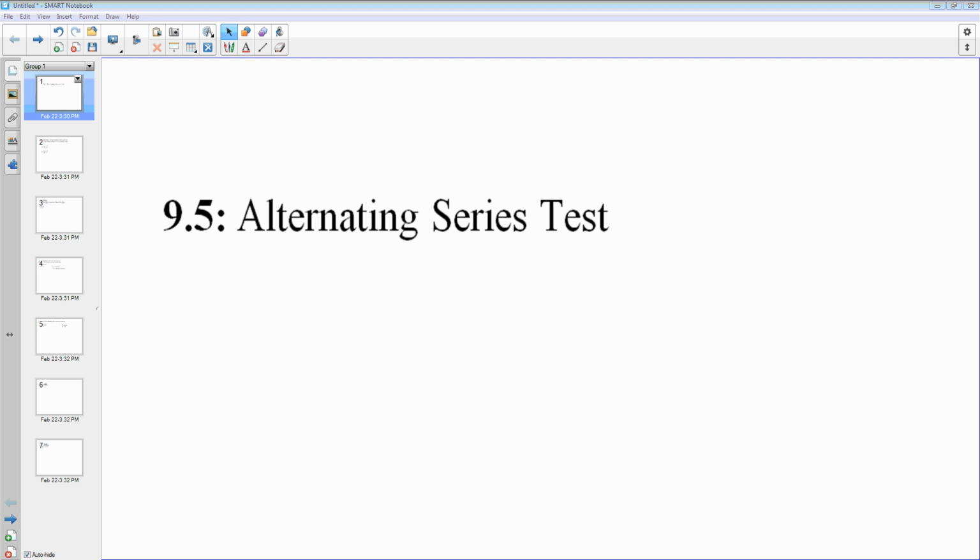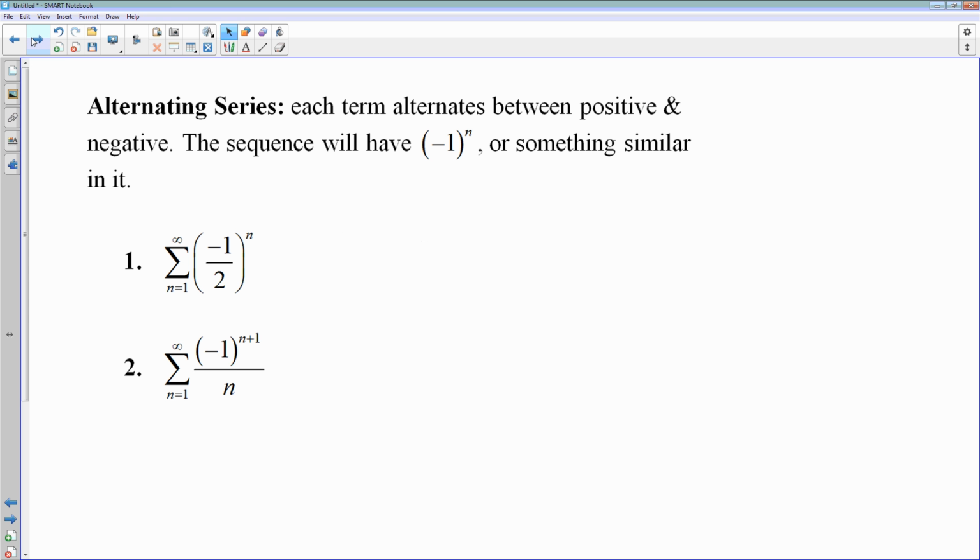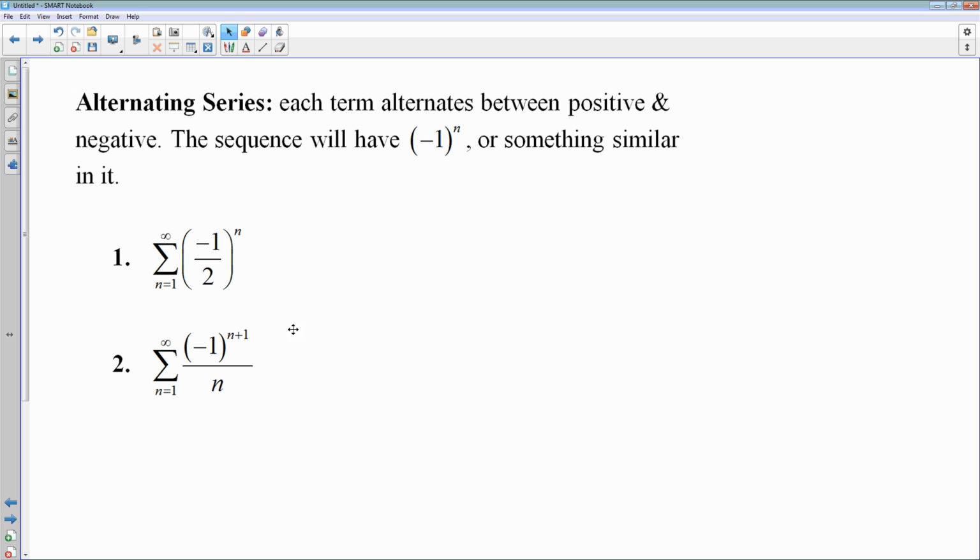Alright, looking at alternating series here, this is another convergence test. We've talked about alternating sequences in the past. Alternating series is simply adding the terms of an alternating sequence, and they will have (-1)^n or a negative number to some n exponent.